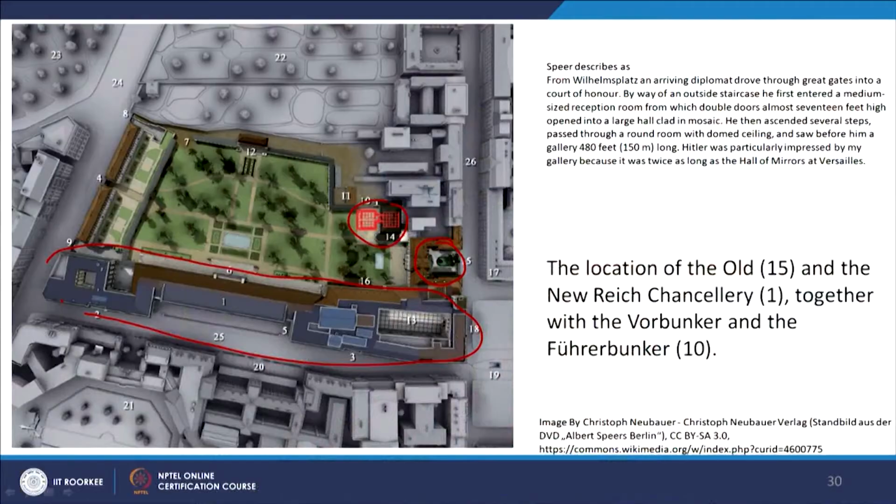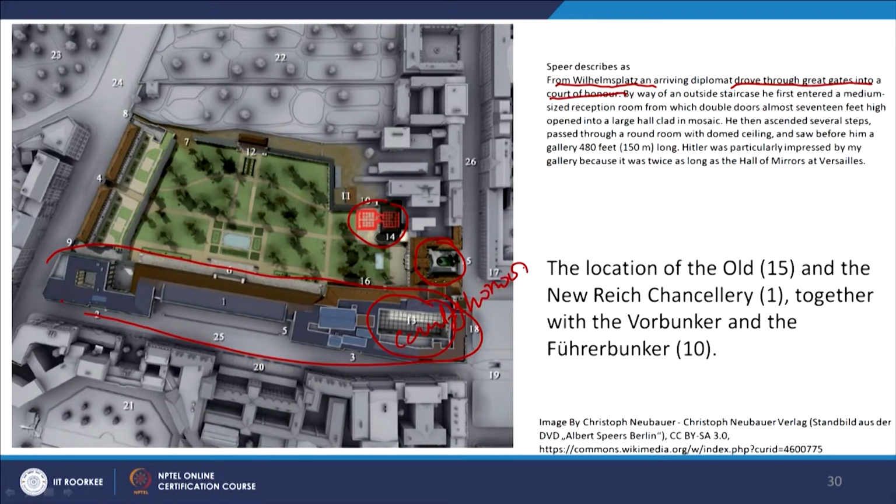So how can one understand these particular patterns? Speer narrates the whole description of the movements of the visitors, and analyzes this whole space using the space syntax tool that we will see in the next slide. So in fact, Speer describes that from Wilhelmsplatz, an arriving diplomat drove through great gates into the court of honor, which is the court of honor here.